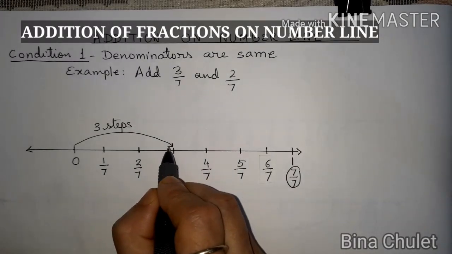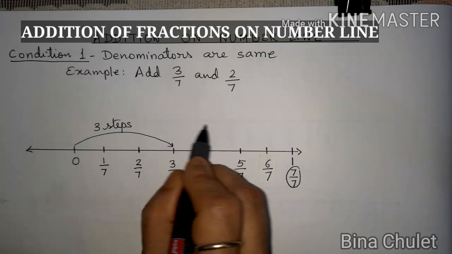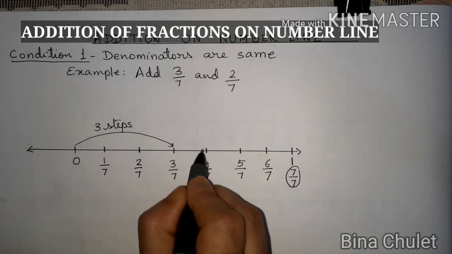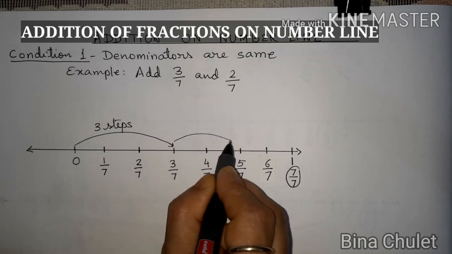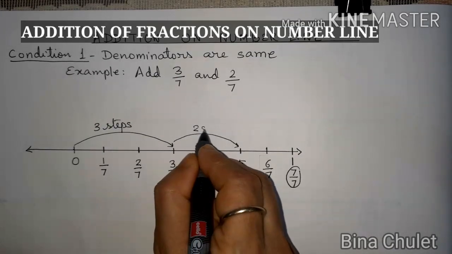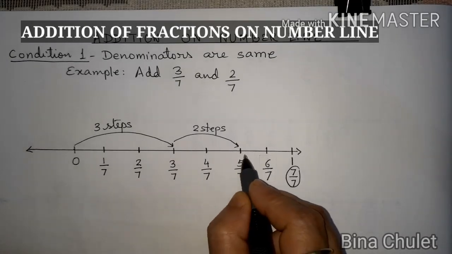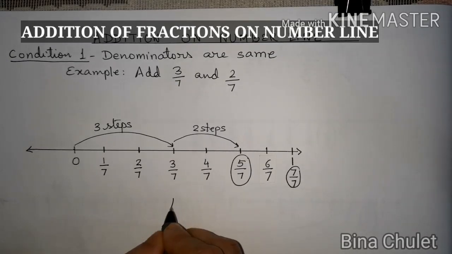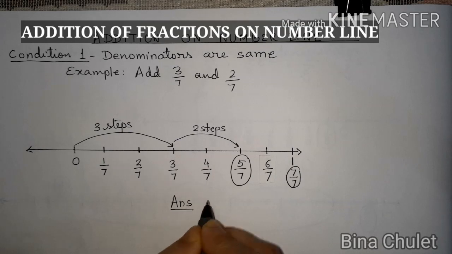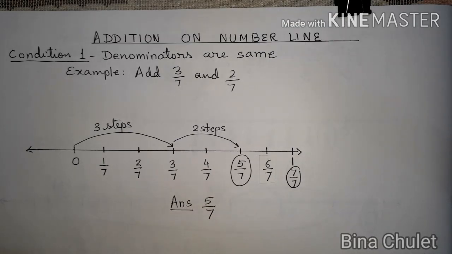Now numerator of second fraction is 2. Now from this point, we will move 2 steps further. 1, 2. Here we move 2 steps from here. So what we get is 5 upon 7. It means our answer is 5 upon 7.